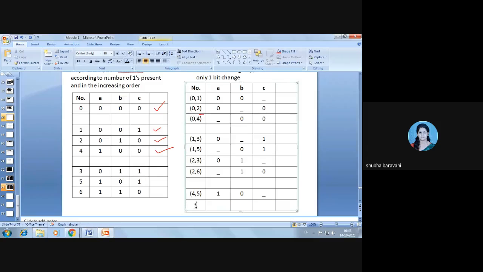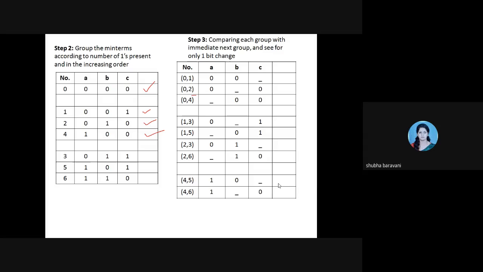Next 4 comma 6 I'll do. 4 comma 6 means 1, dash and 0. See 4 comma 6, did you get? All of you check this, same table, step 3. Yes, ma'am.